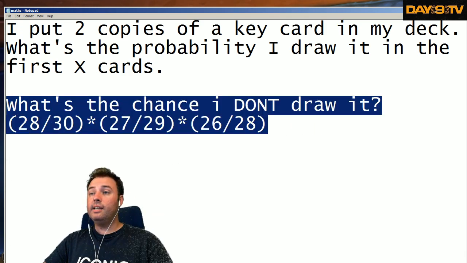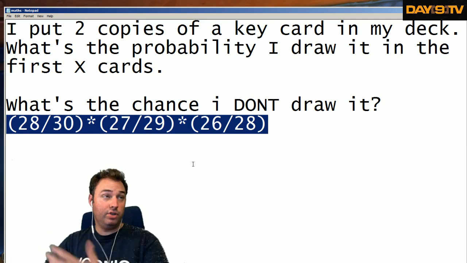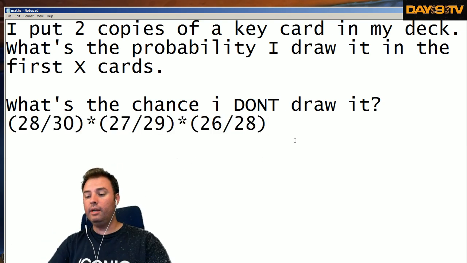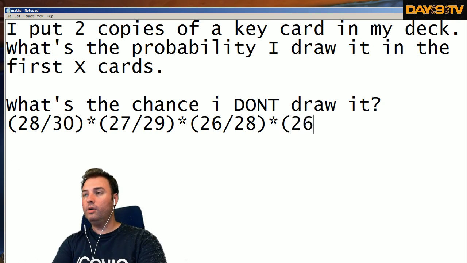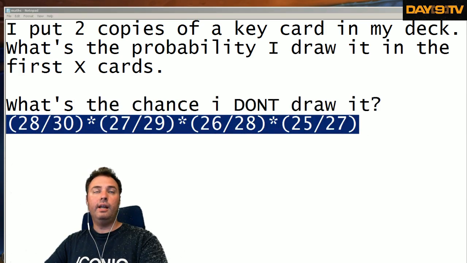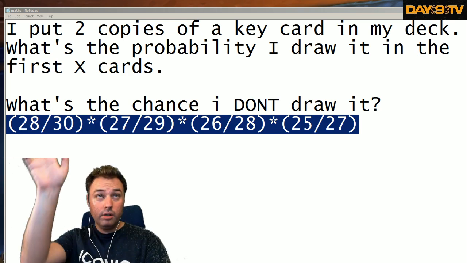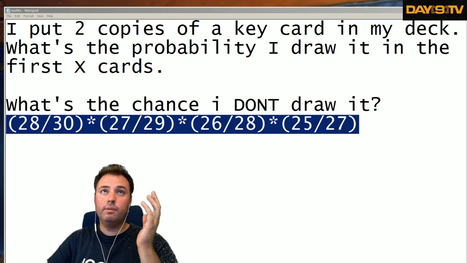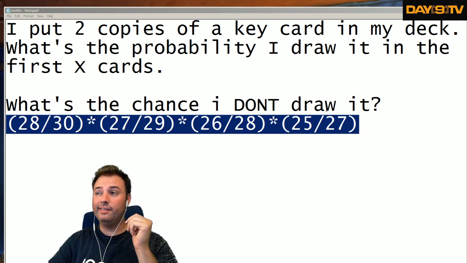Something like this. Here's your starting hand of 3. This is the chance of not getting the Gadgetzan in your starting hand of 3, times 25 out of 27. So let me copy it into Google. What's the chance that you don't get it in the first 4 cards? Come on, compute it, Google. That's crazy. That is a crazy number.